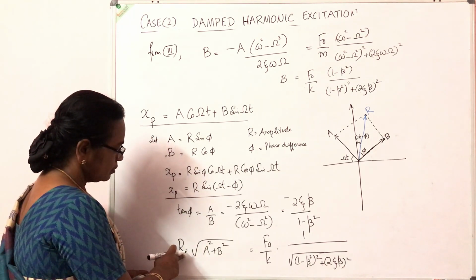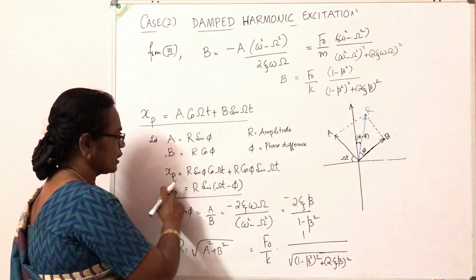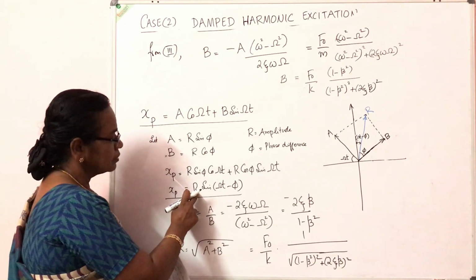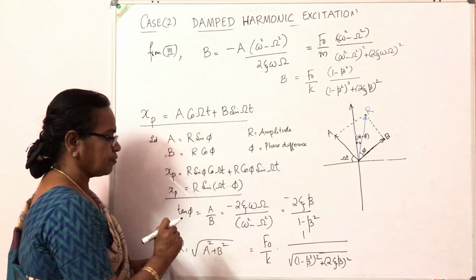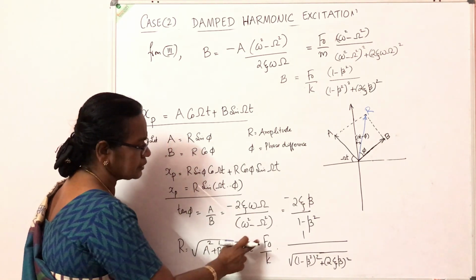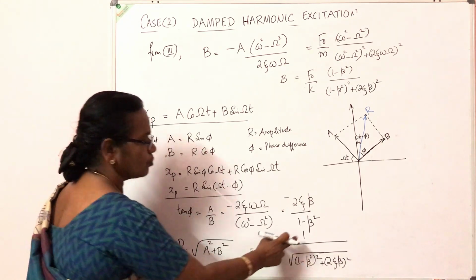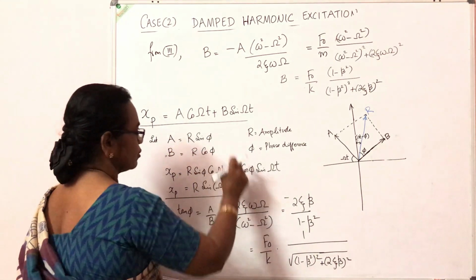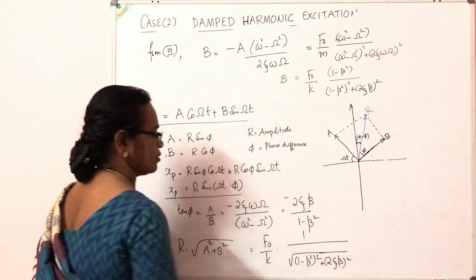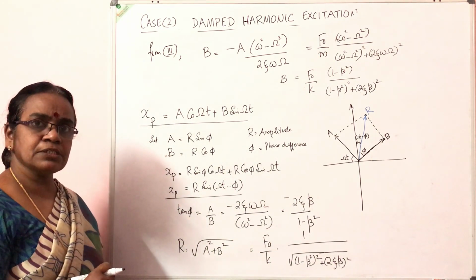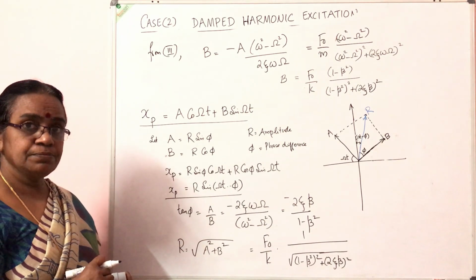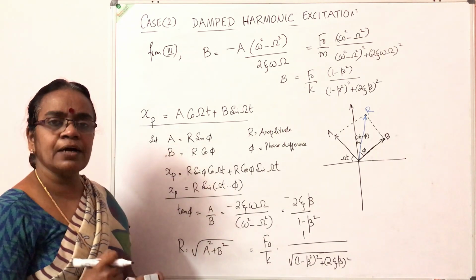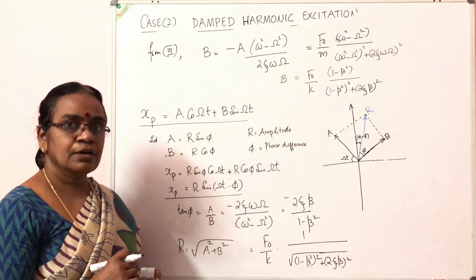So we will get the particular integral at any time, or the forcing part of the response, as the amplitude times sine omega t minus phi, where this amplitude is obtained in terms of F0 by K into 1 by root of (1 minus beta square) the whole square plus (2 zeta beta) the whole square, and the phi value is obtained in terms of zeta, beta, etc. That is, if the damping present in the system and the frequency ratio are known to us, we can express the particular integral part in a much easier way.